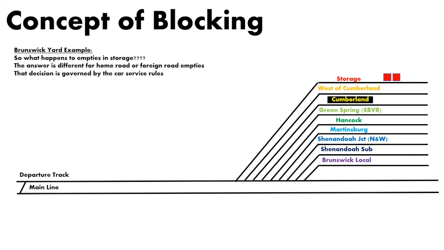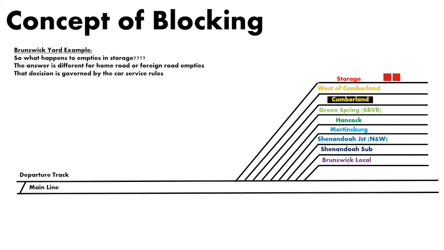Well, the answer is actually different as to who owns the car. So there's a concept of home road and foreign road. Home road is your own road. For example, I model the B&O in the Chessie era. So B&O, C&O, and Western Maryland cars, all the parts of the Chessie system, are home road cars. The foreign road cars are everybody else. So Union Pacific, Southern Pacific, Cotton Belt, those are all foreign road cars.